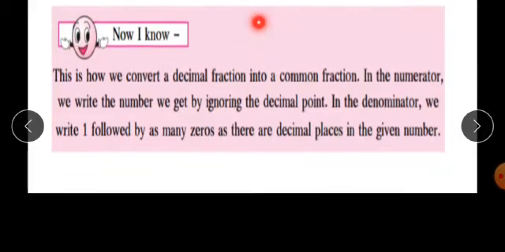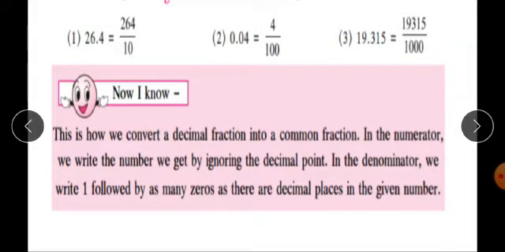Next example, 0.04. Student, here the number of digits after the decimal point is 2, and therefore we write this as 4 upon, first you write 1, and after that you put two zeros on 1, and therefore the common fraction is 4 upon 100. Third example, 19.315. Here there are three digits, therefore you put three zeros on 1, and therefore the common representation is 19,315 upon 1000.